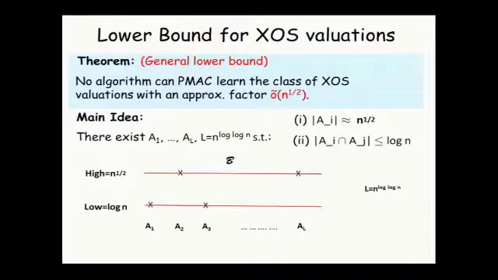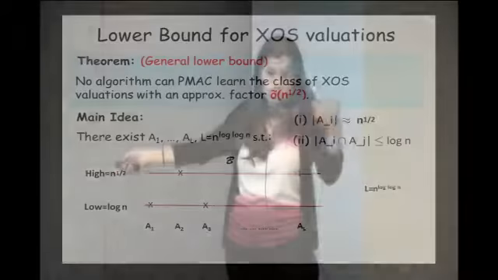this immediately gives us the picture over here that says that there exist super polynomially many subsets of the ground set, and these two values, such that for any assignment of high and low of those values, we get an XOS function that achieves that assignment. And as I mentioned a few times already, this then immediately implies the lower bound for PMAC learning with a factor of roughly square root of n.